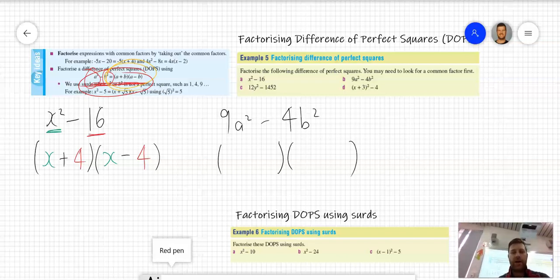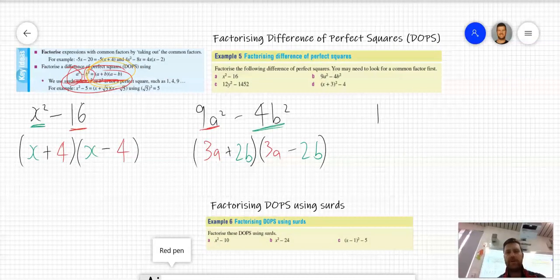In my first bracket, at the front of my brackets is the square root of 9a squared. So what's the square root of 9? 3, good, thank you. Square root of a squared, a, good. So that goes at the front of each bracket, and at the back of each bracket, I've changed the colours here, doesn't matter, square root of 4, 2, square root of b squared is b. And plus and minus in between. Alright, simple as that.